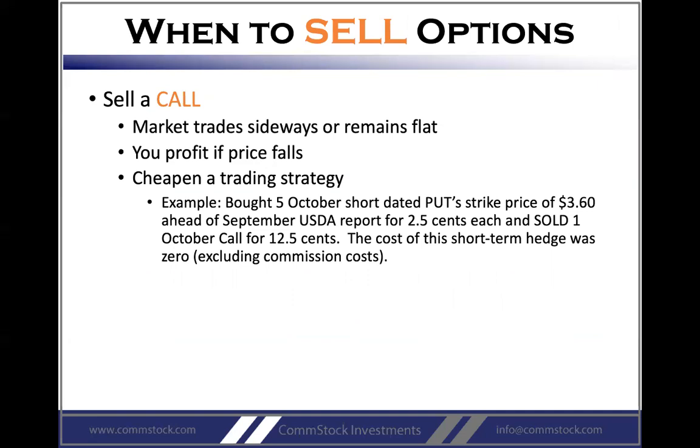But one of the main times that we like to use it is just to cheapen a trading strategy. This example is kind of outdated, but back in 2018, somebody bought 5 October short dated puts at a strike price of 360, and that was maybe considered expensive for them, but they were able to sell a single October call to offset the cost of those puts. So you buy 5 puts and only sold 1 call to help offset that, and it actually cost them 0 in this specific example.